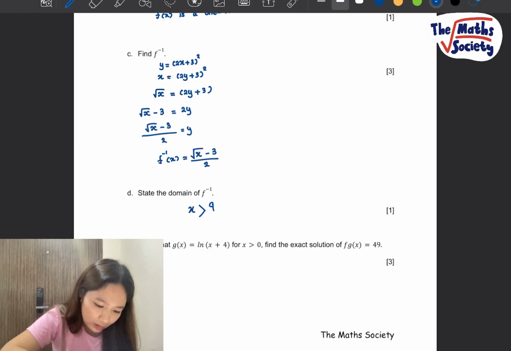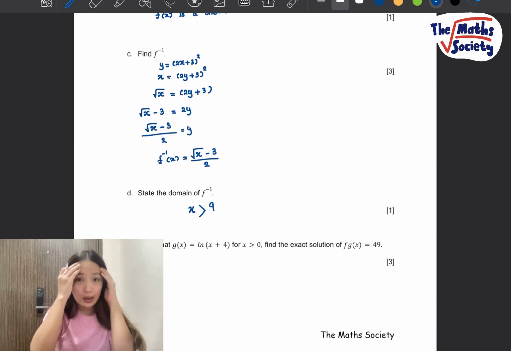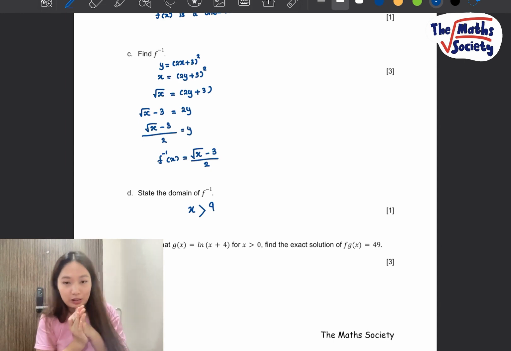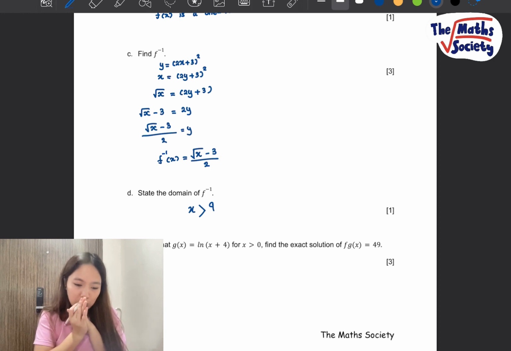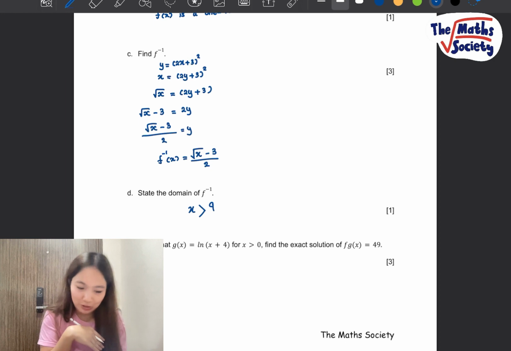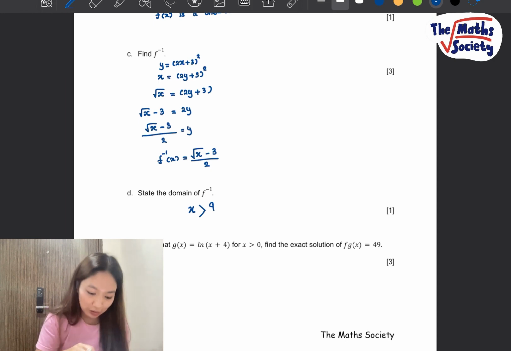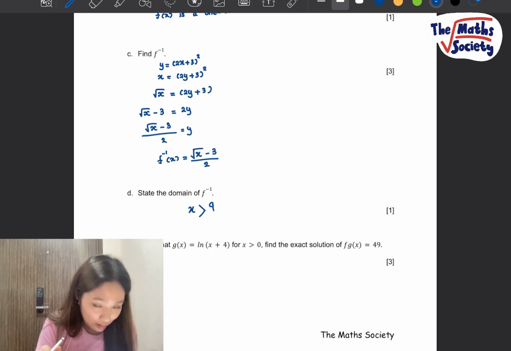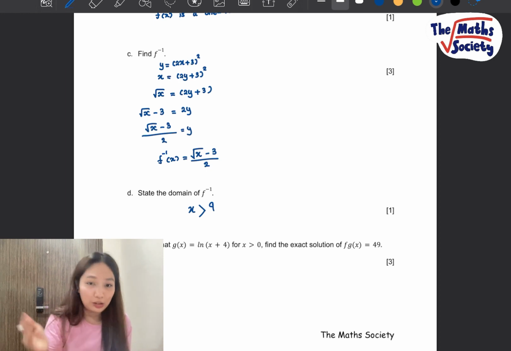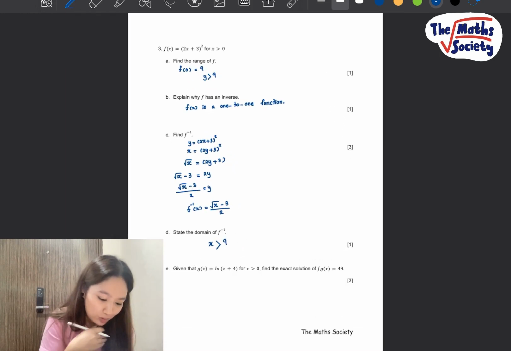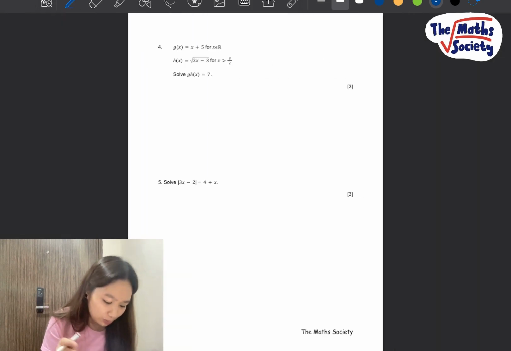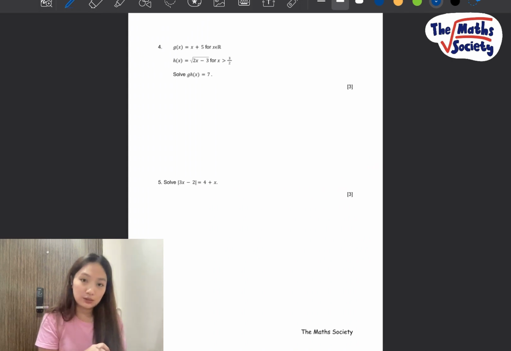So for number E, number E is ln. Ln is log. Log is from chapter 6. I think we should come back to this question later on, since it's log, and I haven't explained log here yet, so I'm going to skip 3E and then we'll go to question number 4. Oh, the last question.